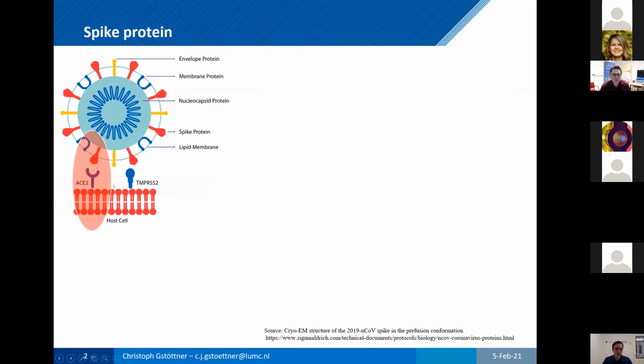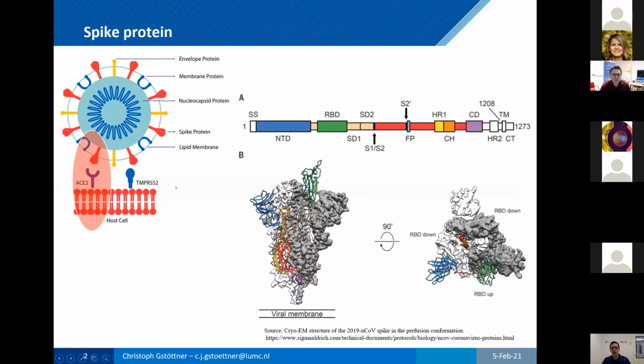the spike protein is infecting our cells. If we have a closer look at this spike protein, you can see in this model that it is a trimeric protein and consists of 3 times this S protein. And this S protein has a domain, the so-called receptor binding domain, which I will talk about today. And this domain, you can see, we also have 3 times in this trimeric protein. 2 are in a down conformation, but 1 of them is in an up conformation.